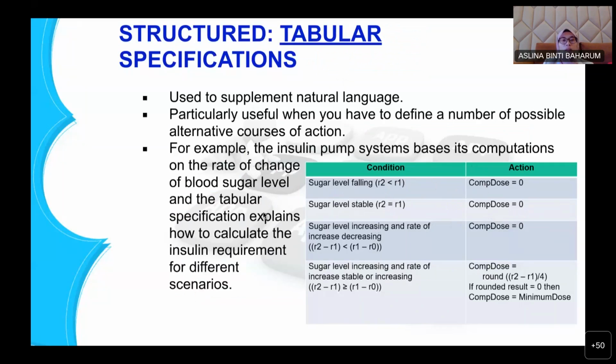For example, the insulin pump system bases its computation on the rate of change of blood sugar level, and the tabular specification explains how to calculate the insulin requirement for different scenarios. This is an example of the insulin pump system.